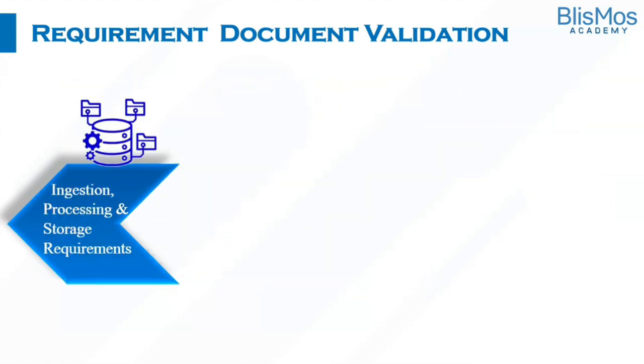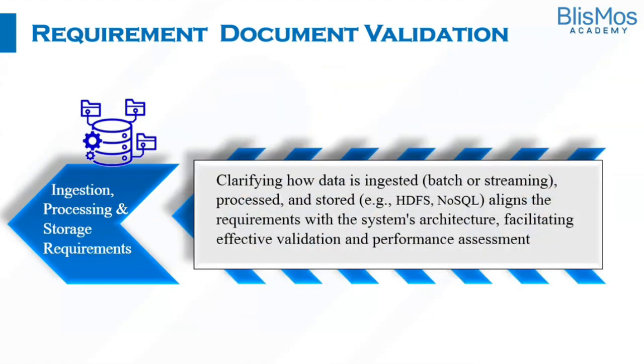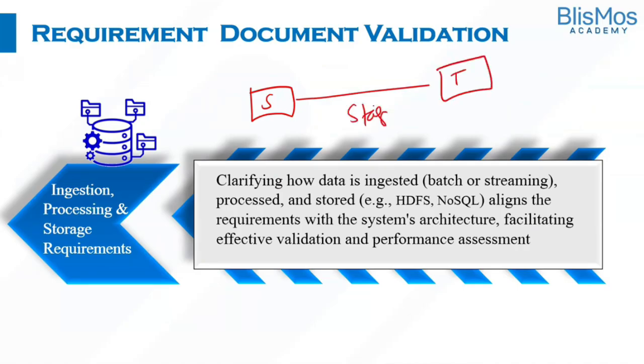Then ingestion, processing, and storage requirements. So the data is on the move. Whenever we talk about a data engineering project, the data is on the move. Source, then staging, then target. Target can be a data warehouse, it can be MongoDB, it can be any other target. So whether the data is ingested properly or not, whatever the specifications required for the data ingestion, whether they are mentioned properly or not, that needs to be validated in the requirements document validation.